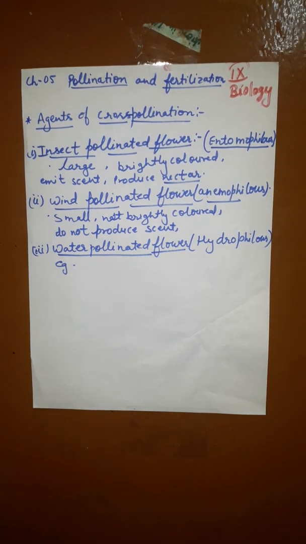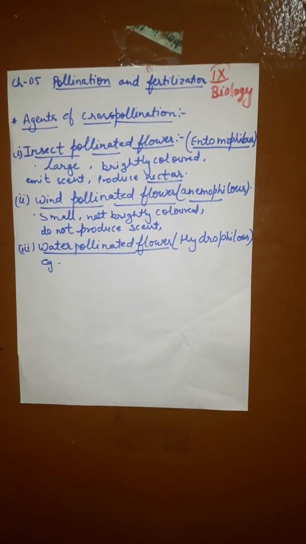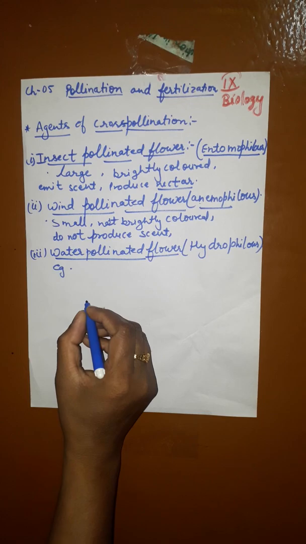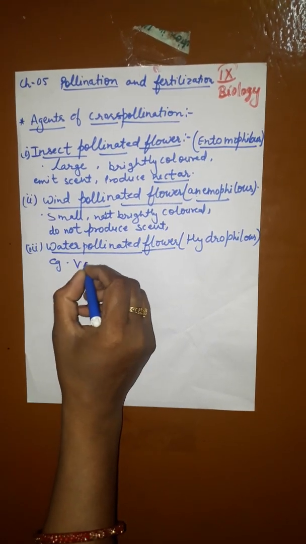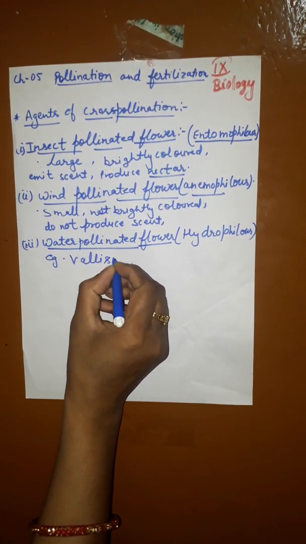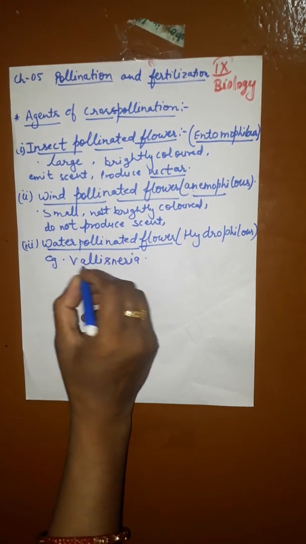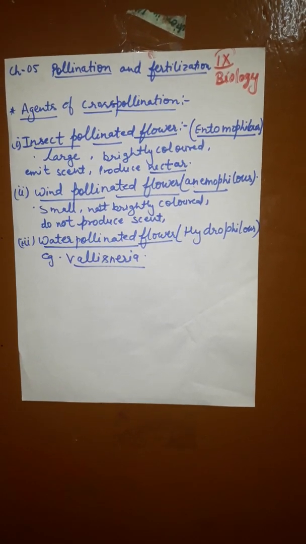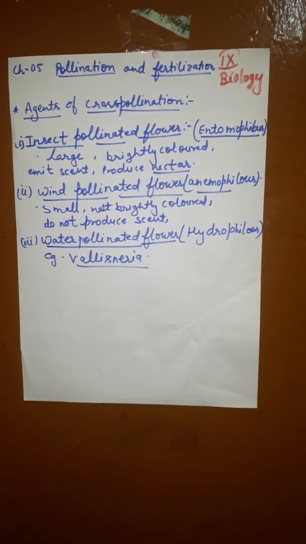But lotus is not a water pollinated flower. Lotus is insect pollinated: large, showy, emits scent, produces nectar. A good example of water pollinated is Vallisneria. In examinations, so many students write lotus. Lotus is not water pollinated. Lotus is an insect pollinated flower.